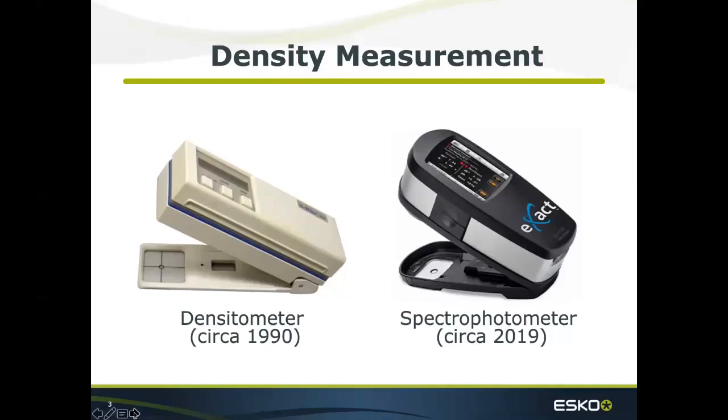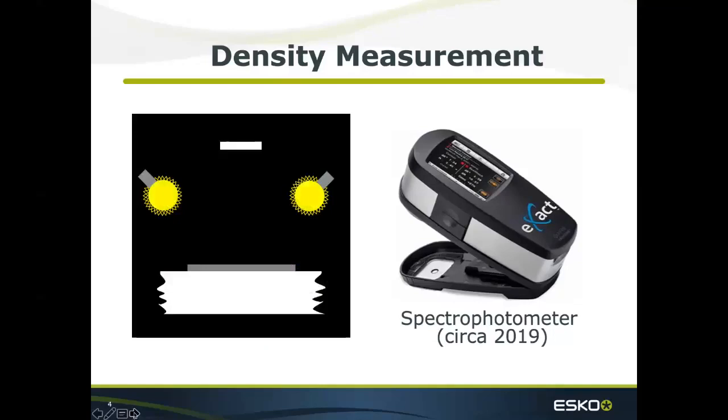We were not measuring spectral data. We were measuring density. And today, you can use a spectrophotometer to measure density. You can still do that today. It's done very commonly in the press room. But you cannot use a densitometer to measure spectral data.